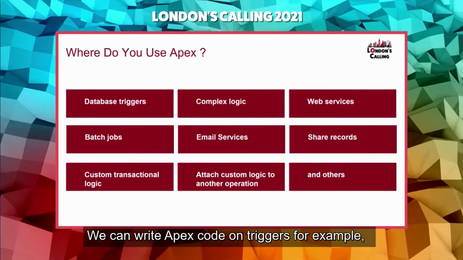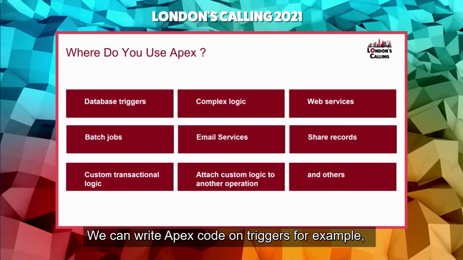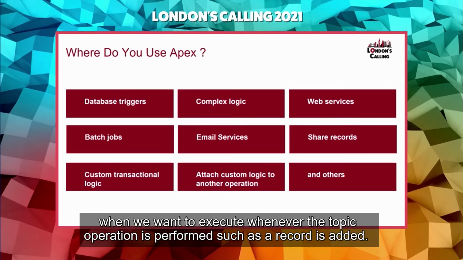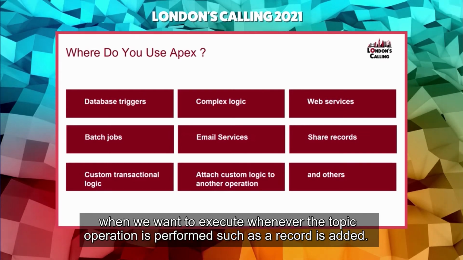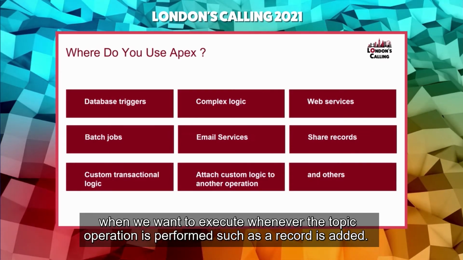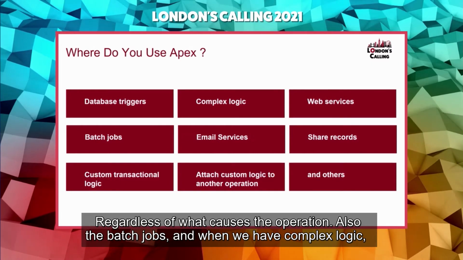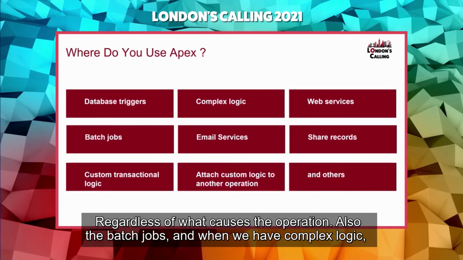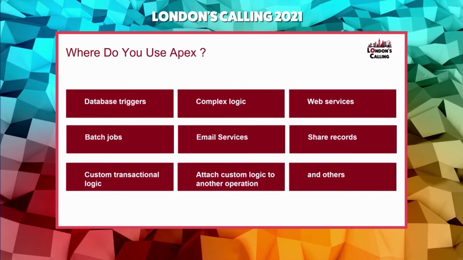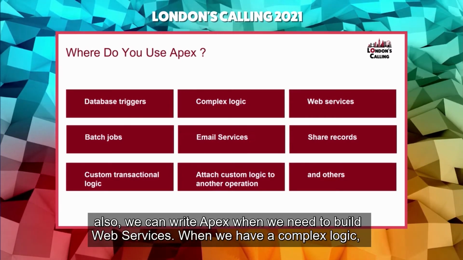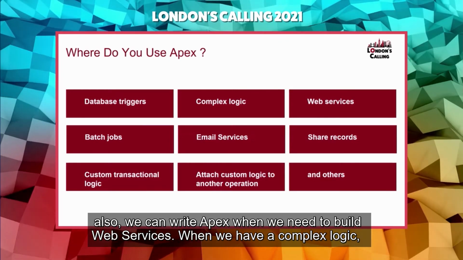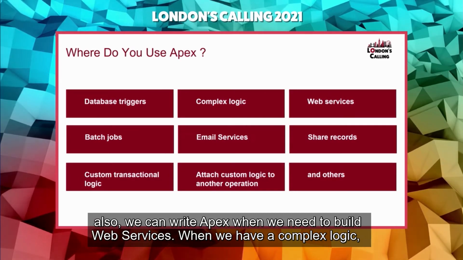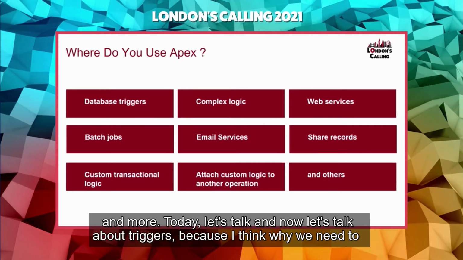We can write Apex code on triggers, for example, when we want it to execute whenever a database operation is performed, such as a record is added, regardless of what caused the operation. Also, batch jobs, and when we have complex logic. Also, we can write Apex when we need to build web services, and more.